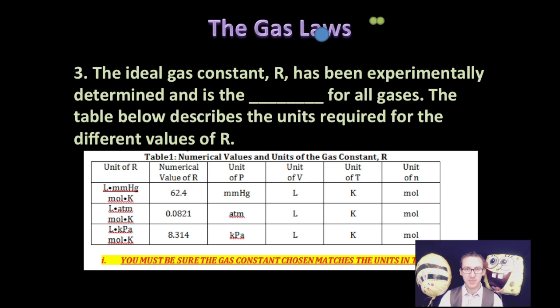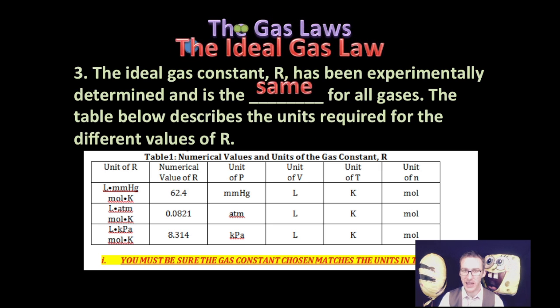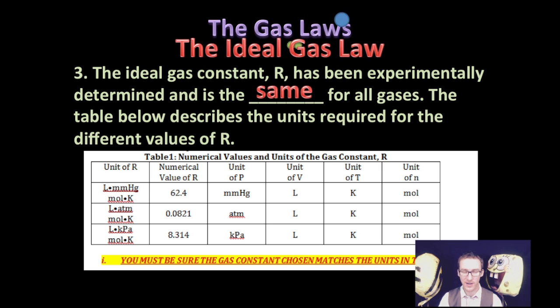Now, a really important thing to talk about when we discuss the ideal gas law is the ideal gas constant R. It has been experimentally determined and is the same for all gases. But where students will often run into problems is the fact that there is a different gas constant depending on the type of pressure units that you are using. So that's why we started this unit with temperature and pressure conversions, because there's so many different pressure units to watch out for. So when you're working through problems using the ideal gas law, you want to make sure that you choose the correct gas constant that matches the pressure units that you're working with in the problem.